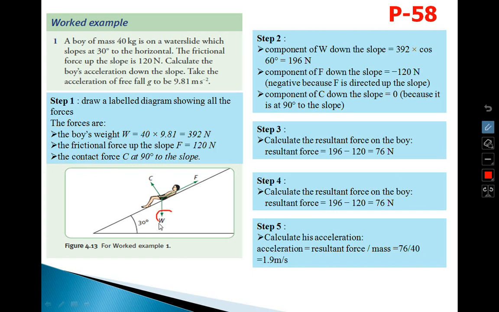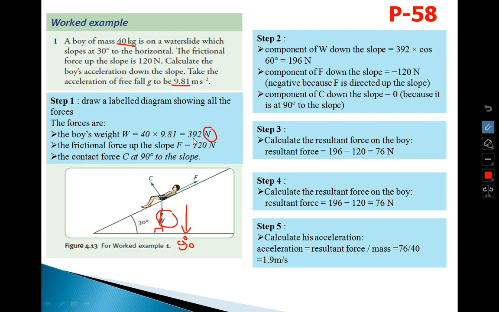So this is the boy's weight acting down, with angle theta with the ground. Here theta is 90 degrees. So the boy's weight W is equal to 40 kg times 9.81 m/s², which is equal to 392 Newton. So this is the first force.